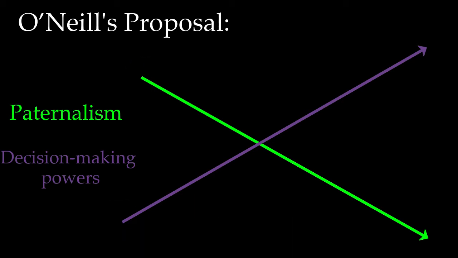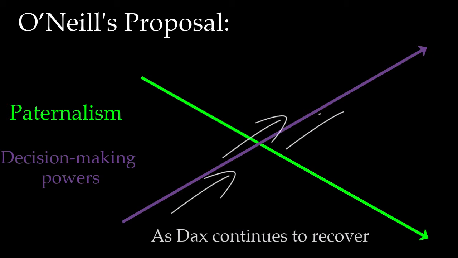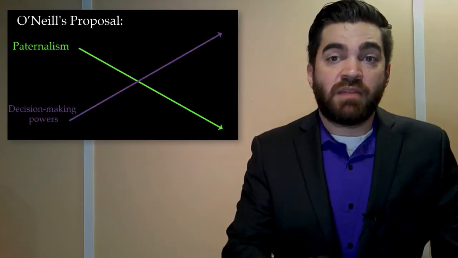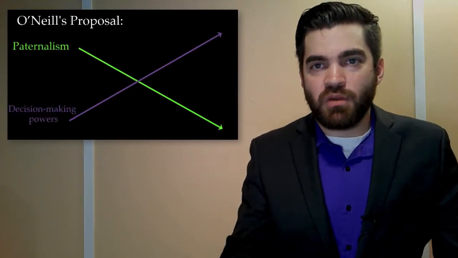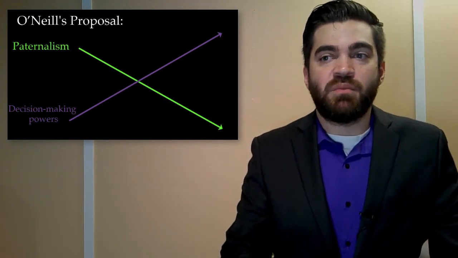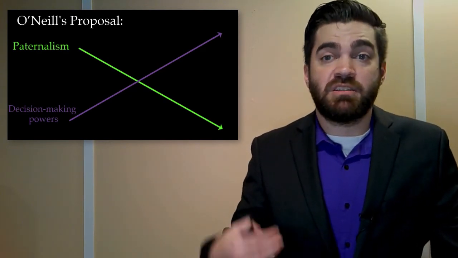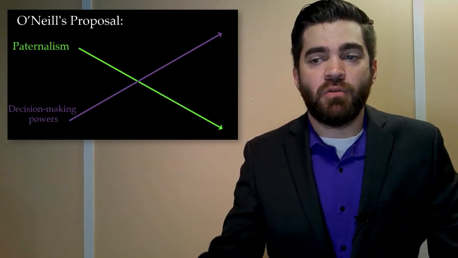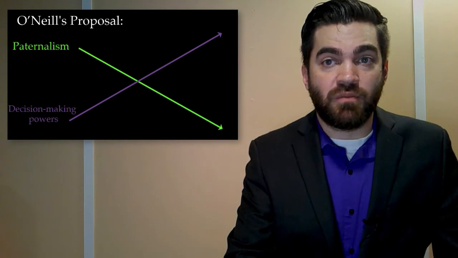But over time, as he's healing, as he's getting better, his decision-making power is also increasing, and if O'Neill's right, that means paternalism has to back down as well. So for example, if somebody has a brain injury, at the moment of the injury, they might have no capacity to make their own decisions. Based on O'Neill's chart, that would mean we have to act in a strictly paternalistic way. They have no decision-making power of their own, so we have to make decisions for them.